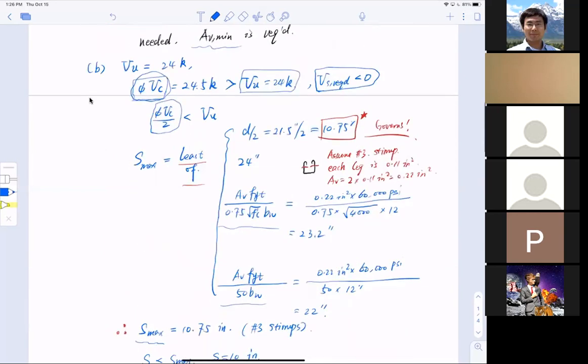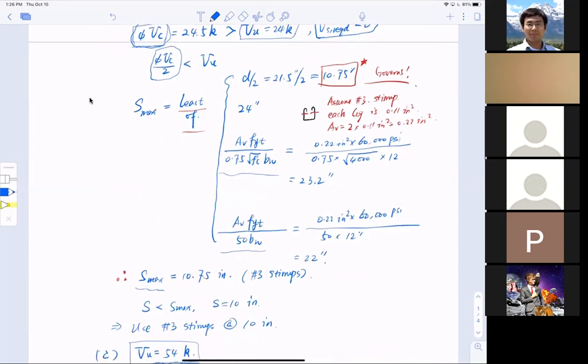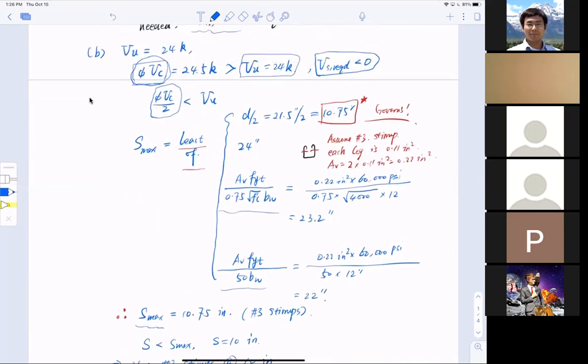For this one, although half of the concrete is not sufficient, the full VC is bigger. So the entire concrete can take care of the shear, but we were required to provide stirrups anyway. You don't have to calculate it because you don't have a number for the required stirrups anyway. Okay, yeah, that makes sense.